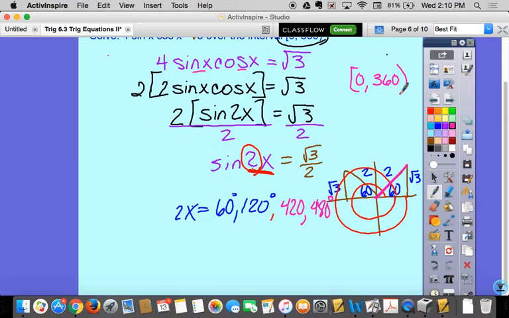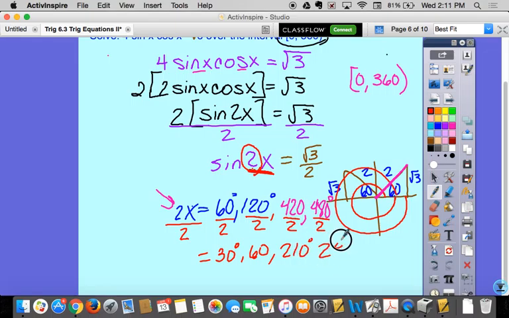Because, remember what we did with the half earlier? We had to multiply by 2 to get rid of it. You're going to have to do the opposite now. To get rid of this 2x, you've got to come in here and divide by 2. So all of these values get divided by 2. So 60 divided by 2 is 30. 120 divided by 2 is 60. 420 divided by 2 is 210. 480 divided by 2 is 240.